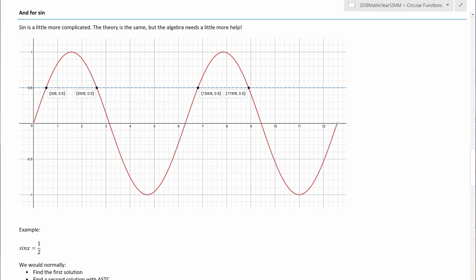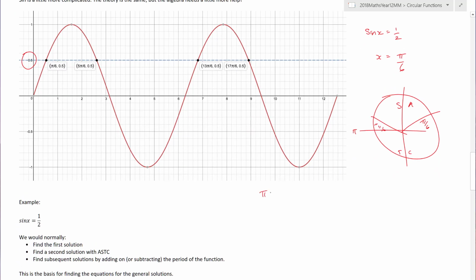So if I was having, again, sine of x equals a half, it says draw a line horizontally through y equals a half. Find the first solution. So x in this situation would be pi on 6. Now, if we were to use all stations to Canberra, what would we know? Well, the first one here is pi on 6, which would mean that this one here would also be pi on 6. Sorry for my bad handwriting. So this would be pi minus pi on 6. So that next solution would be pi minus pi on 6, which would be 5 pi on 6. There we go, 5 pi on 6.